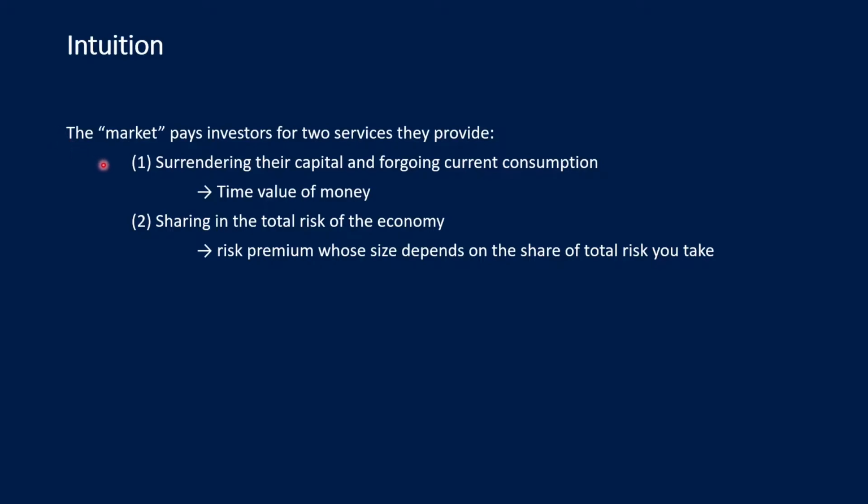So the first service is for surrendering their capital and foregoing current consumption. So the market pays the time value of money, the interest. And second, sharing the total risk of the economy, because every market participant takes a certain risk in his portfolio. He gets paid by a risk premium whose size depends on the share of total risk he takes, or you take.